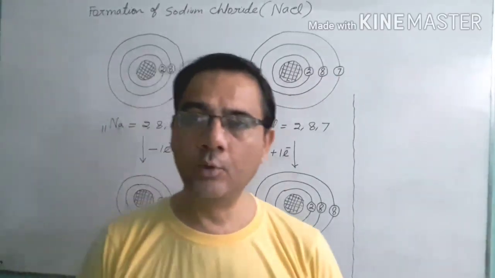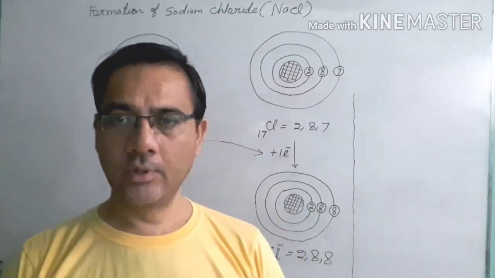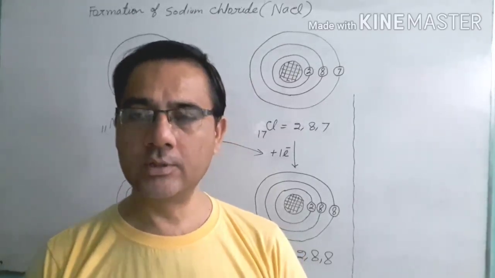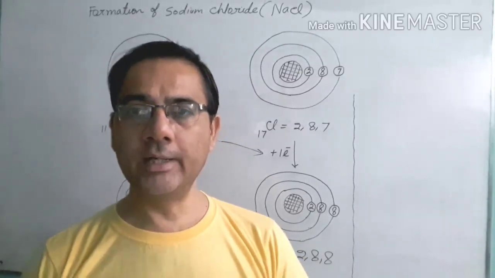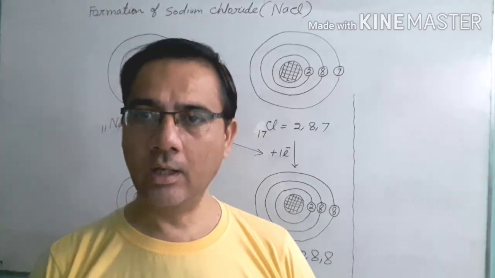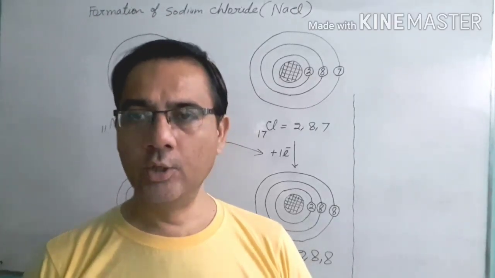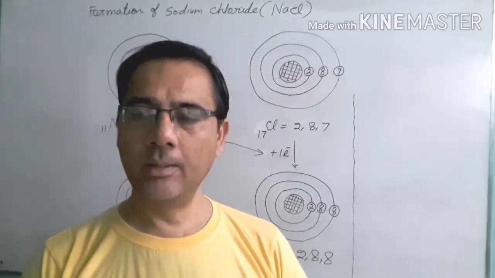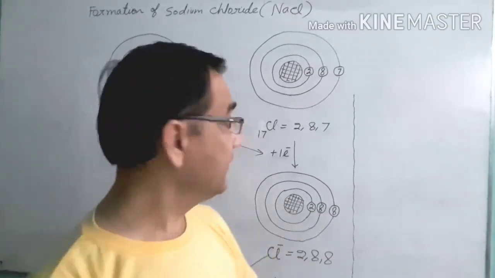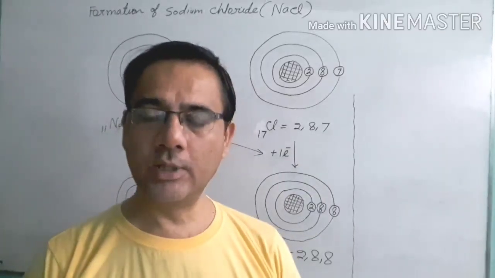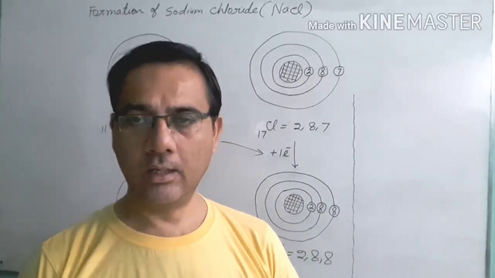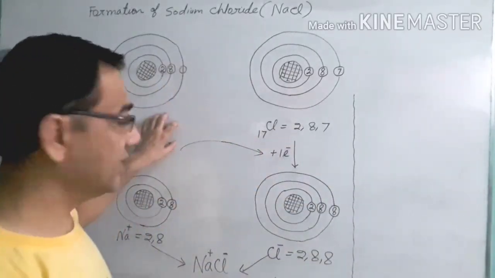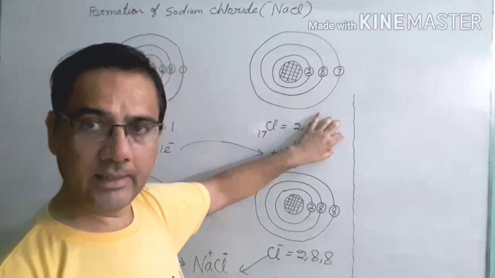Sodium and chlorine both are unstable atoms, because in both the atoms the octet is not completed, the number of electrons is not 8. So both the atoms try to make 8 electrons in the outermost shell. Just now I told you, those atoms which have 1 electron in the outermost shell, how do they make 8 electrons? By losing. And those elements which have 7 electrons in the outermost shell, how do they acquire 8 electrons? By gaining the electron. So sodium loses 1 electron, chlorine gains that electron.